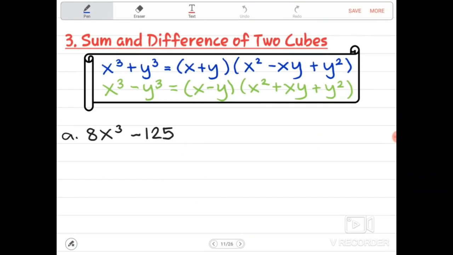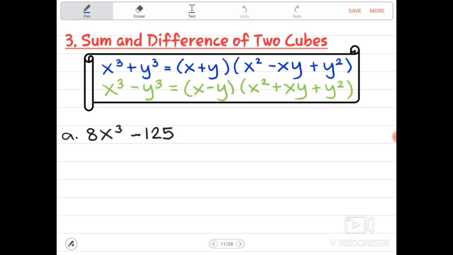Hello! In this video, we are going to discuss sum and difference of two cubes, the third type of factoring. So we already discussed common monomial factors and difference of two squares. So in this video, we are going to discuss sum and difference of two cubes. The formulas are the following. x cubed plus y cubed is equal to quantity x plus y times quantity x squared minus xy plus y squared. Then the other one, x cubed minus y cubed is equal to quantity x minus y times quantity x squared plus xy plus y squared.